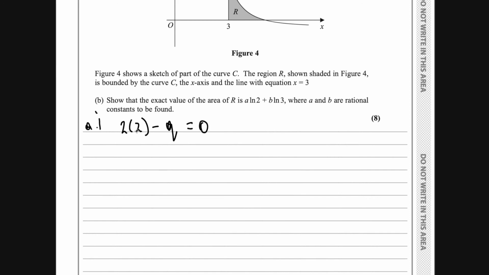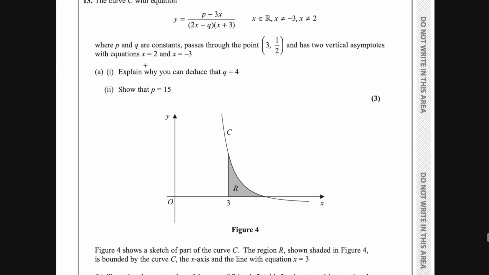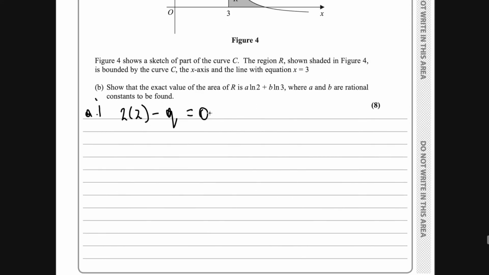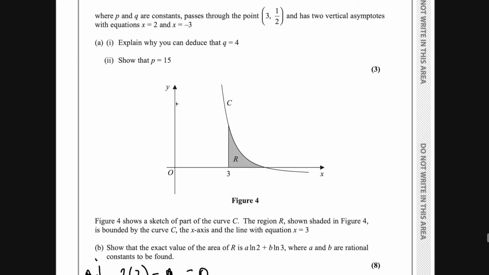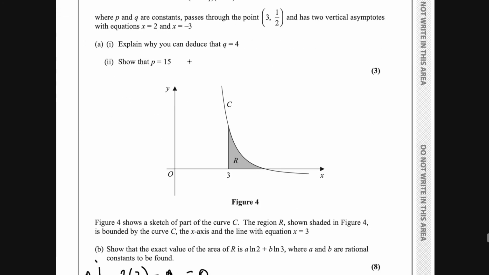So what I've done is I've substituted the 2 there, because that's where the asymptote occurs when this is 0. Okay, so we've set that equal to 0, and what we get is quite simply that q is equal to 4. Okay, and that's enough to achieve the mark that you'd get for that question.